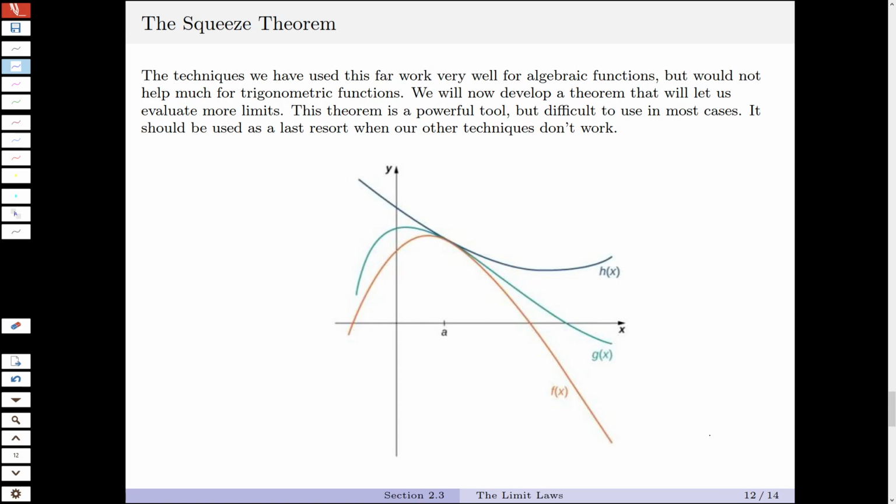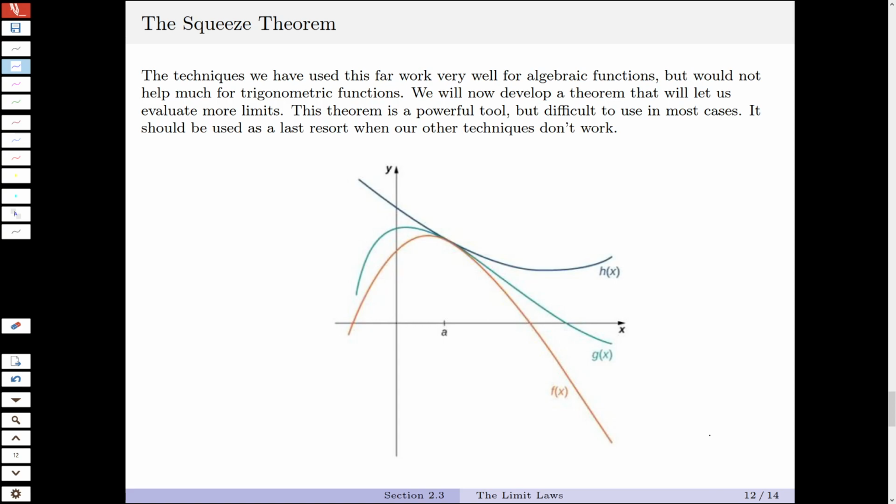Okay, let's look at what happens if the techniques that we've studied up to this point don't work. In particular, if I have something like trig functions, I run into a problem. So what we're going to look at is this thing called the squeeze theorem. It is a powerful tool that allows us to look at more limits, but it's not a very elegant tool. It can be very difficult to work with.